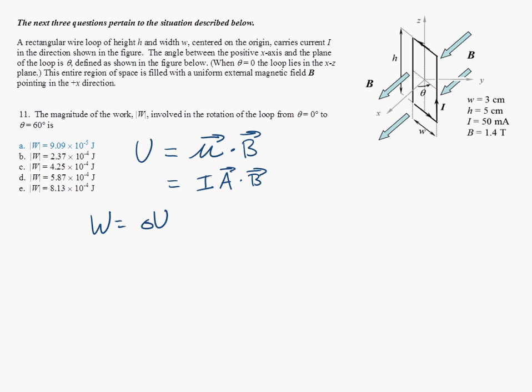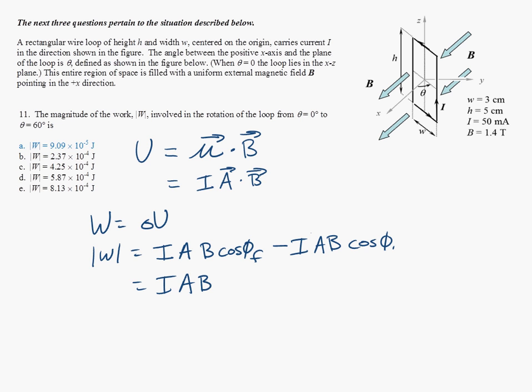But I can do this, so this is going to be equal to, here we have IAB, and the dot product is the cosine of the angle between them. The final minus the current times area times magnetic field times the cosine of the angle between the area vector and the magnetic field, the initial location. So this is going to be the magnitude of our work. And I'll just factor that out. So the current, the area, and the magnetic field show up in both cases. So it's just the difference between the cosine of the final orientation minus the cosine of the initial orientation.